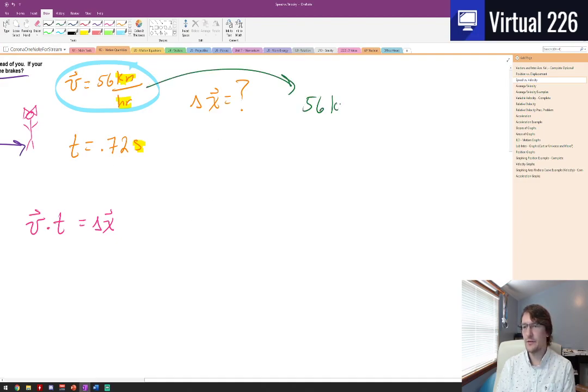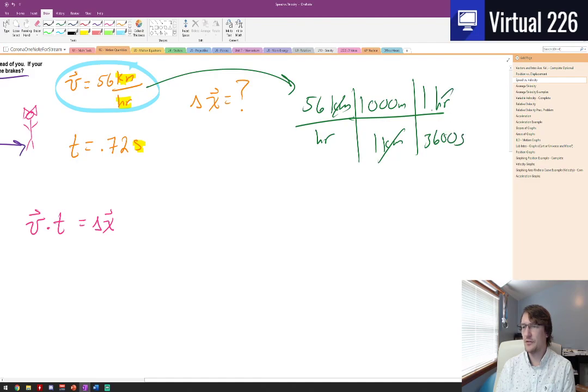So we've got 56 kilometers per hour. To get this in meters, there are 1,000 meters in 1 kilometer. And then how many seconds are in an hour? Well, in 1 hour, there are 3,600 seconds. And this means that my velocity will have a new value if we churn this out: 56,000 divided by 3,600. My velocity is about 15.56 meters per second.